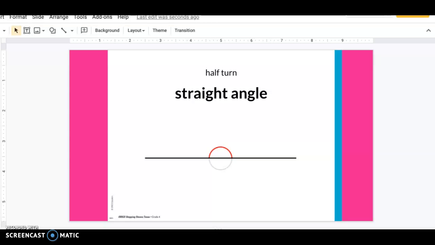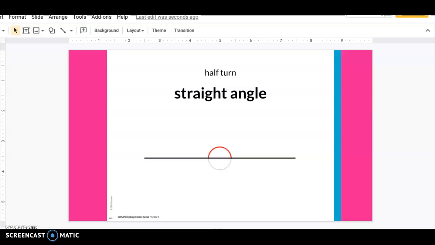Here I have a straight angle. This is a half turn. What do you think the measure of this angle is? Why do you think it's that measure? They mentioned it in the video, so maybe you can remember. A half turn is 180 degrees. We often compare other angles to these angles. Right angles and straight angles are usually ones that are benchmark angles. We use these to gauge what type of angles we're working with.